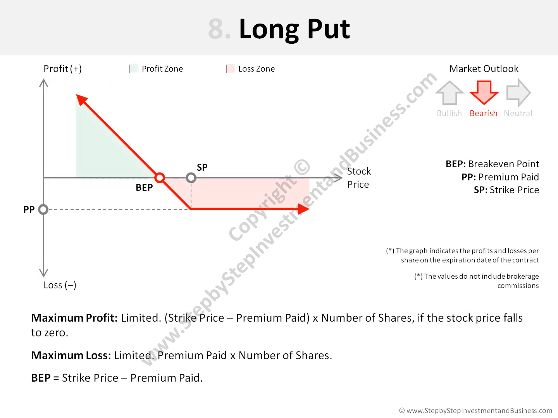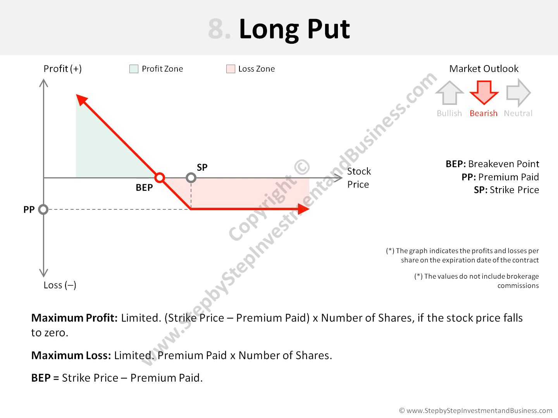Here we can see the risk graph of the position. What we are seeing is a graph with two axes. On the vertical axis, the profits and losses of the position are indicated, and on the horizontal axis, the stock price is indicated. It is important to mention that the graph indicates the profits and losses per share on the expiration date of the contract, and besides, the values do not include brokerage commissions.